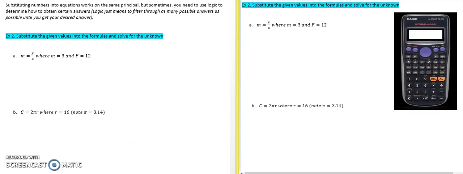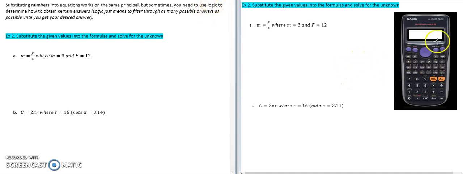Okay, now this is the next example I've got set up. Substituting numbers into equations works on the same principle. Before we just put it into expressions, this time we'll be putting it into equations. It works on the same principle, but sometimes you will need to use logic to determine how to obtain certain answers. Logic just means to filter through as many possible answers as possible until you get to your desired answer. There are different algebraic ways that we can solve, but in this case we're just going to use simple logic because the numbers that we're using are nice and simple.